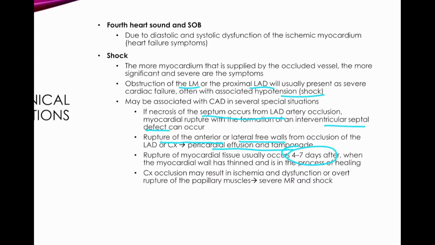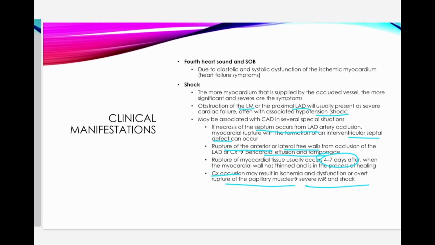So if someone had a heart attack and a week later they start getting some episodes of heart failure, shortness of breath, issues like that, look at them, do an echo, see what's going on. They may have ruptured part of the wall. The chordae tendineae may have ripped off. The papillary muscle may have ripped off due to the necrosis of where the occlusion occurred. Circumflex occlusion, again, here's your papillary muscle. And if you rupture the papillary muscle, severe MR and shock. They go right into acute MR.